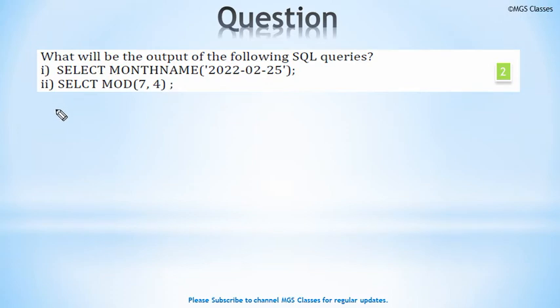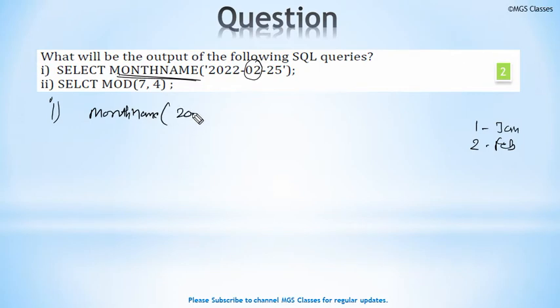What will be the output of this query? Month name function is a date time function, and it returns the name of the month in a particular date. In this date the month is the second month. The first month is January, so the second month is February. So it will return the name of the month. Which month falls on the second number? You can easily say 02 means February. So your output will be February.